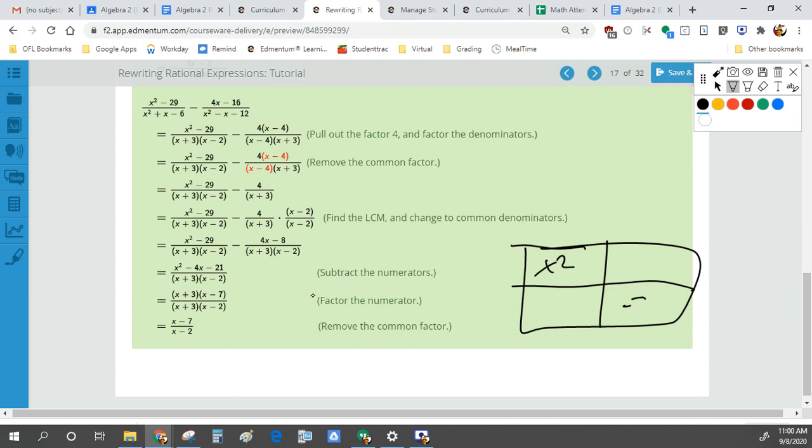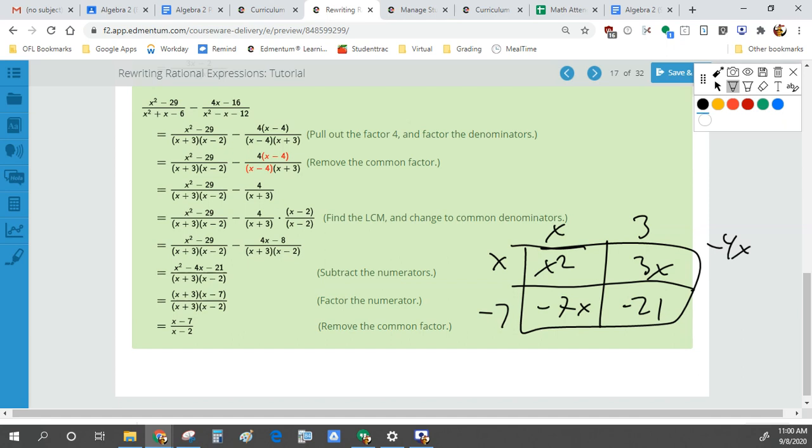This is x squared minus 21, negative 4x. So I want my biggest number to be negative. So I'm going to do negative 7 times positive 3. That gets me negative 21. Negative 7x, 3x. That gives me that.